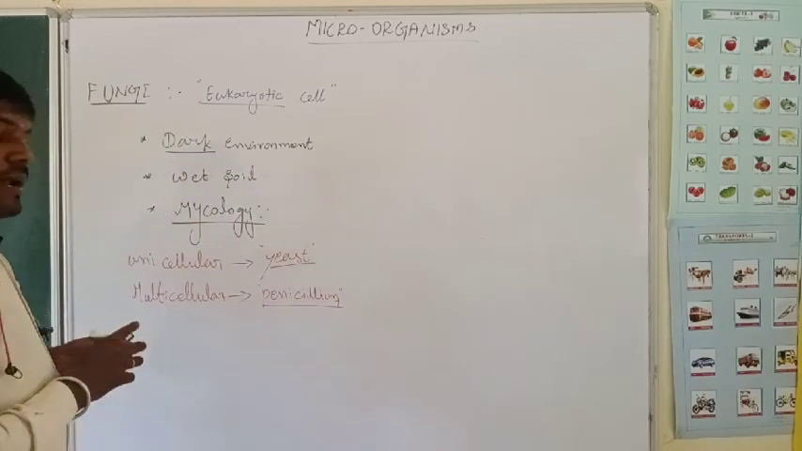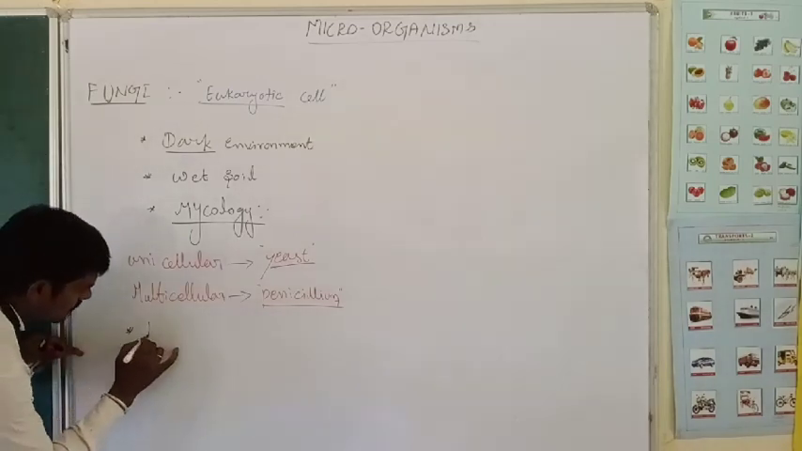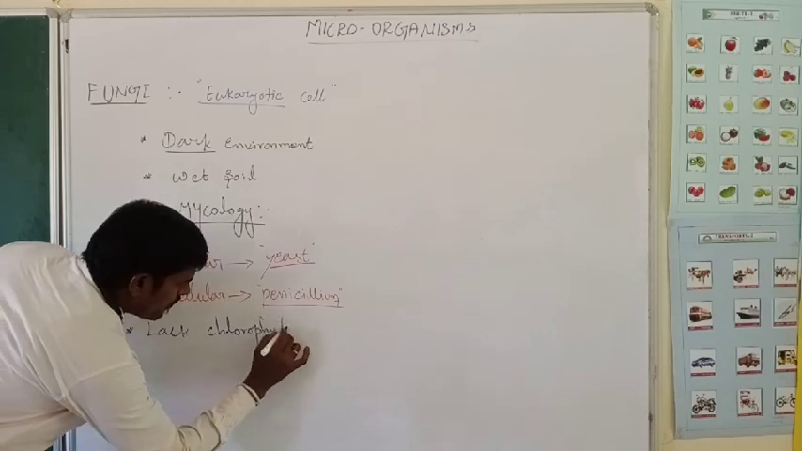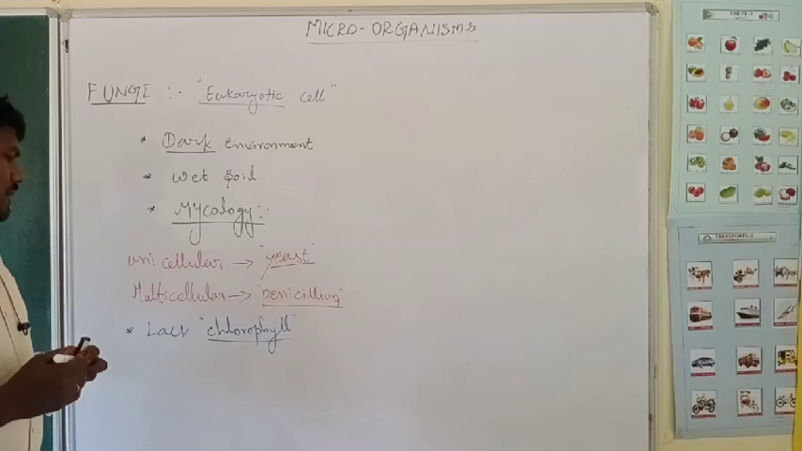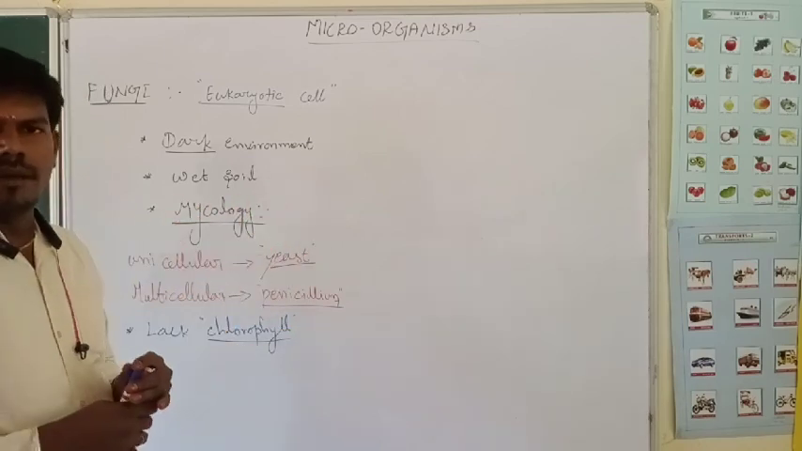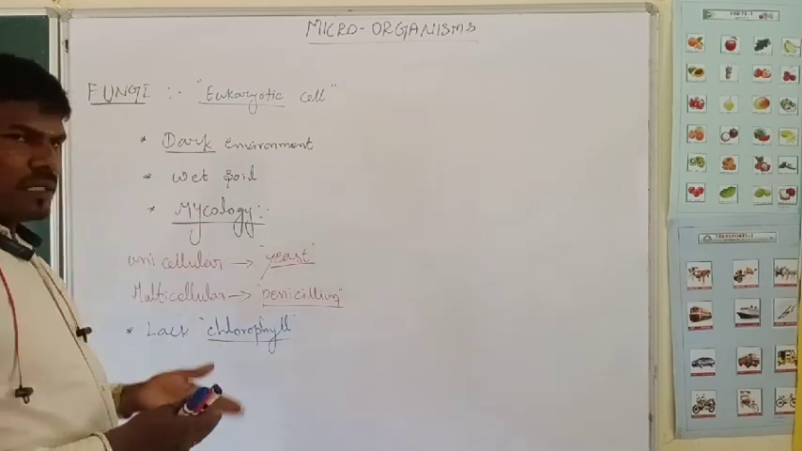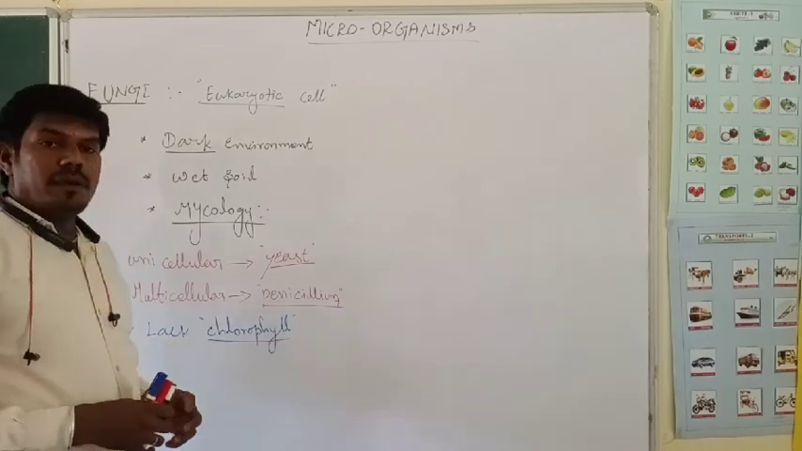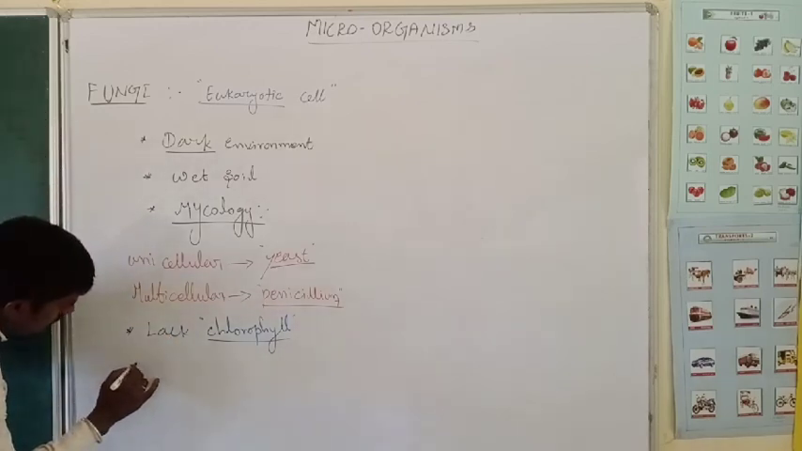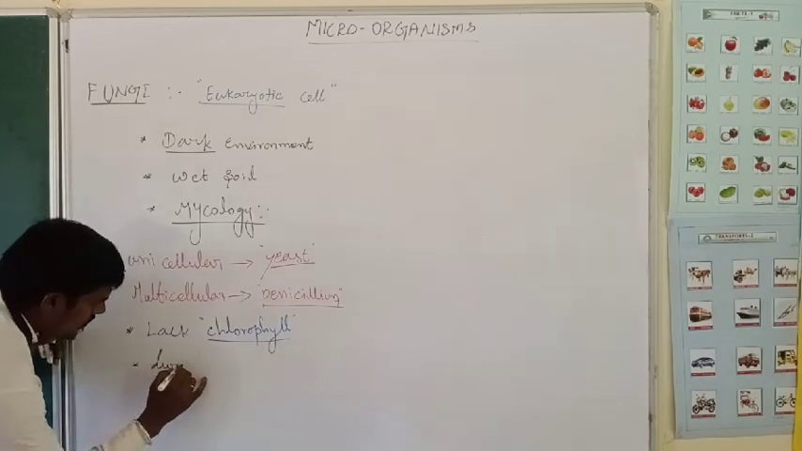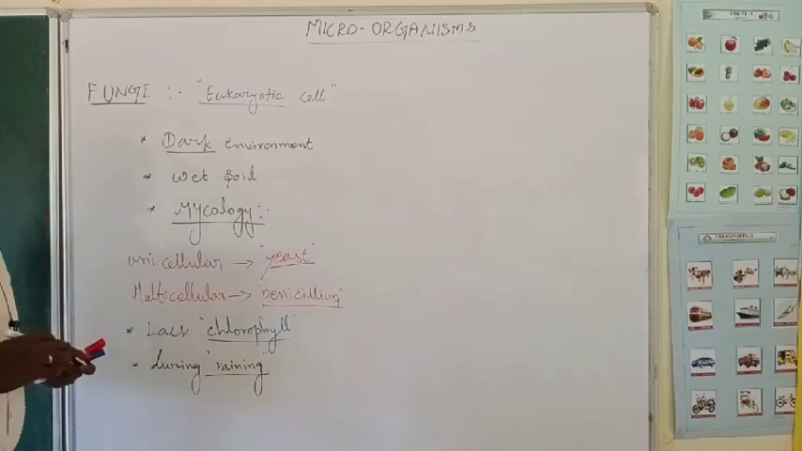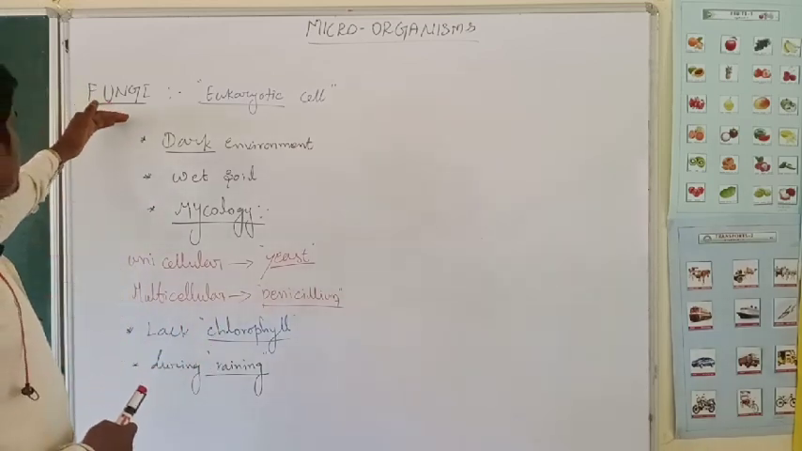And then fungi lack chlorophyll. Chlorophyll, as you already know, is a pigment. Which pigment? Green pigment. The presence of green pigment means the plant will appear in green color. But fungi lack chlorophyll, that means chlorophyll is not present in this fungi. So this fungi appear in some brown color or pinkish color like that. And then this grows during the rainy season, during the raining time.